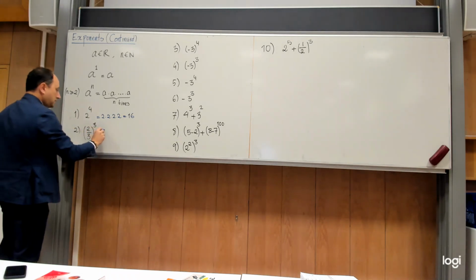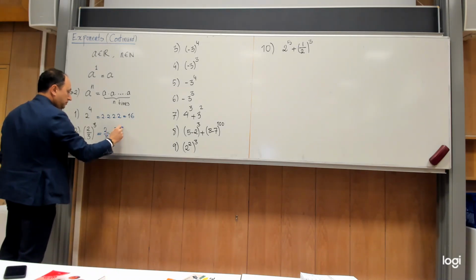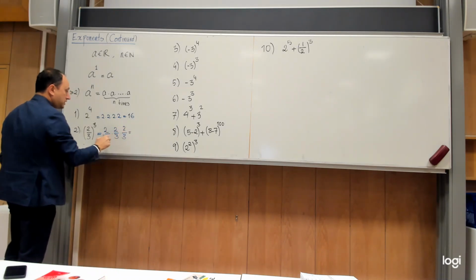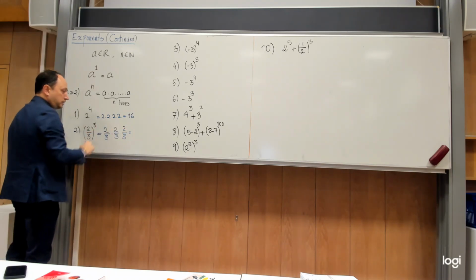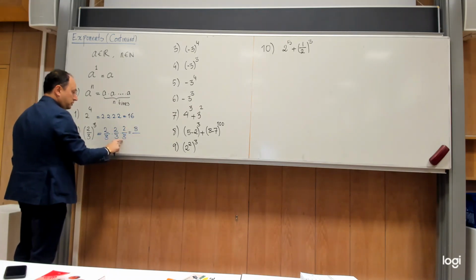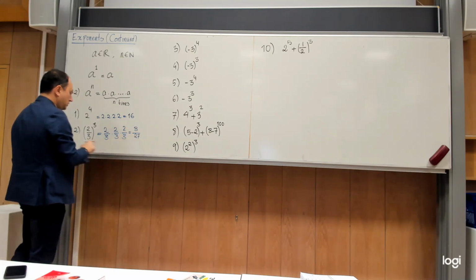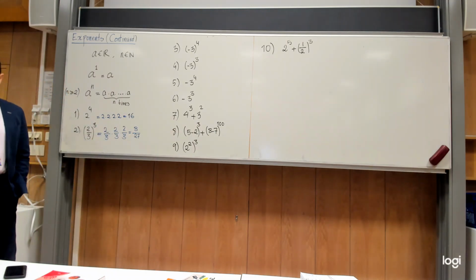So this means that I have to repeat the base 3 times here and multiply them together. And of course, you already know the rule for multiplying fractions, so I multiply all the numerators, so it becomes 8. And then if I multiply 3 by 3 by 3, it becomes 27. So that's another way of writing 8 over 27.